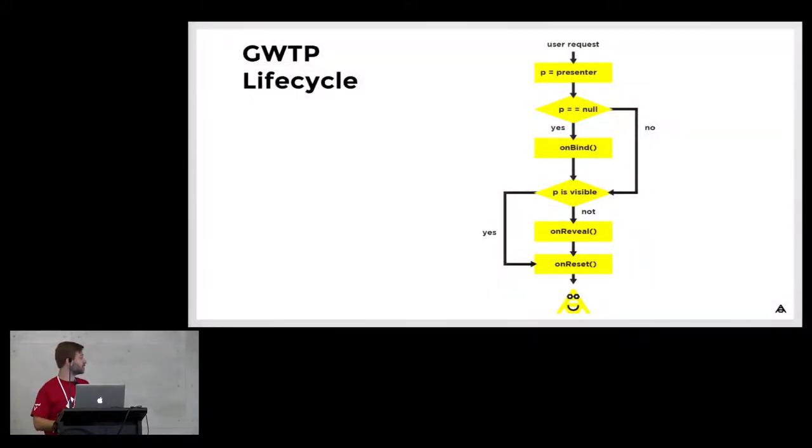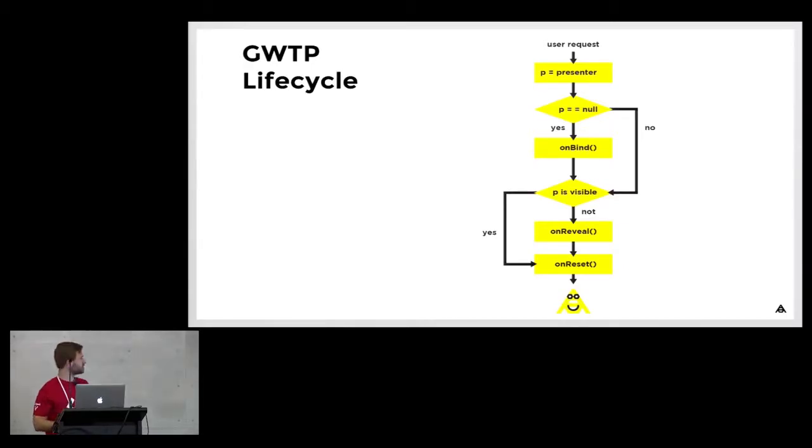So I was saying a little bit earlier that I was going to talk a little bit more about the GWTP lifecycle. So it starts with a user request. It starts with a name token in the web link that you have in your browser. Then it goes into the GWTP registry to search for the presenter that needs to be shown, which, if the presenter is null, means that there's a proxy around waiting for the presenter to be instantiated. And once, if it's already there, it will call onBind.